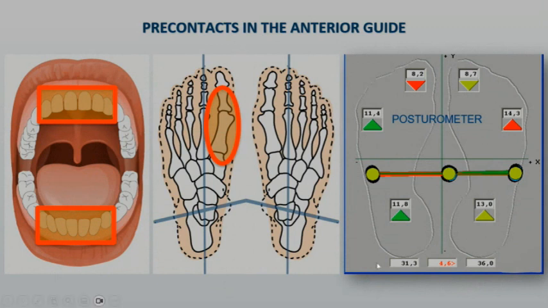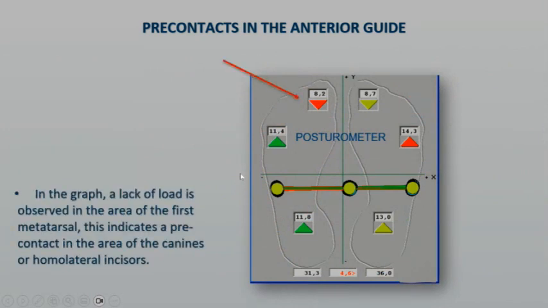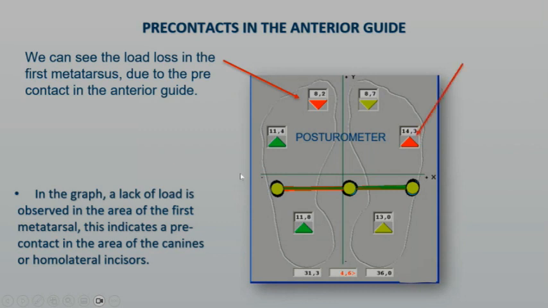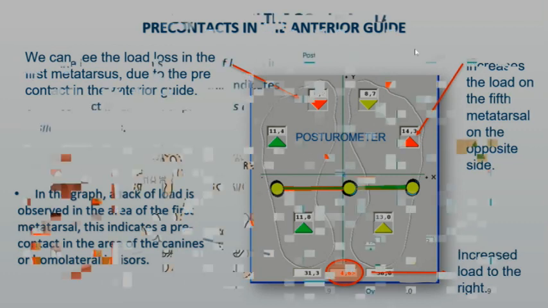Imagine here, you can measure that. Here, maybe there is a pre-contact that is losing the load here. Another case, pre-contacts there, increasing the load there and increasing the overload. Imagine a pre-contact in the teeth is altering the foot support. That's why we need an interdisciplinary diagnosis.